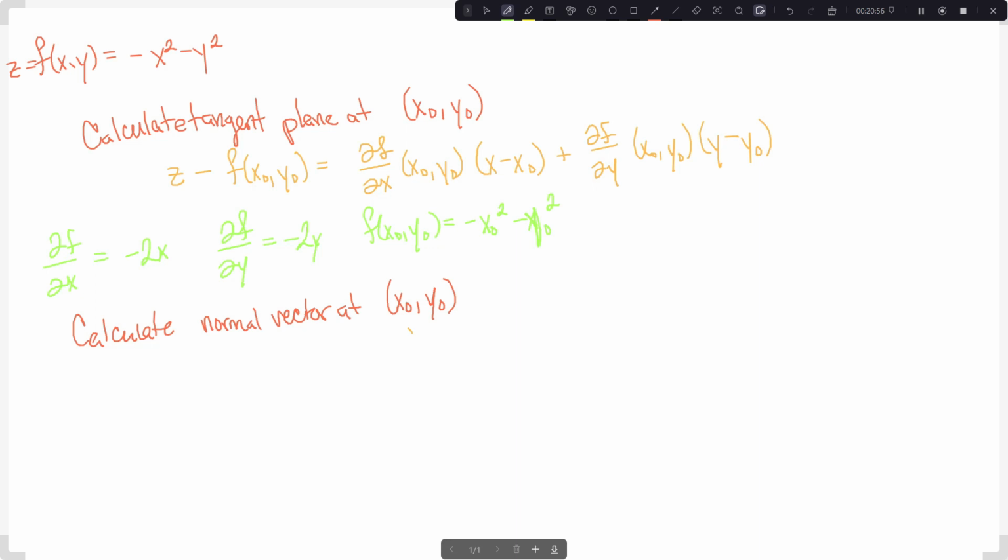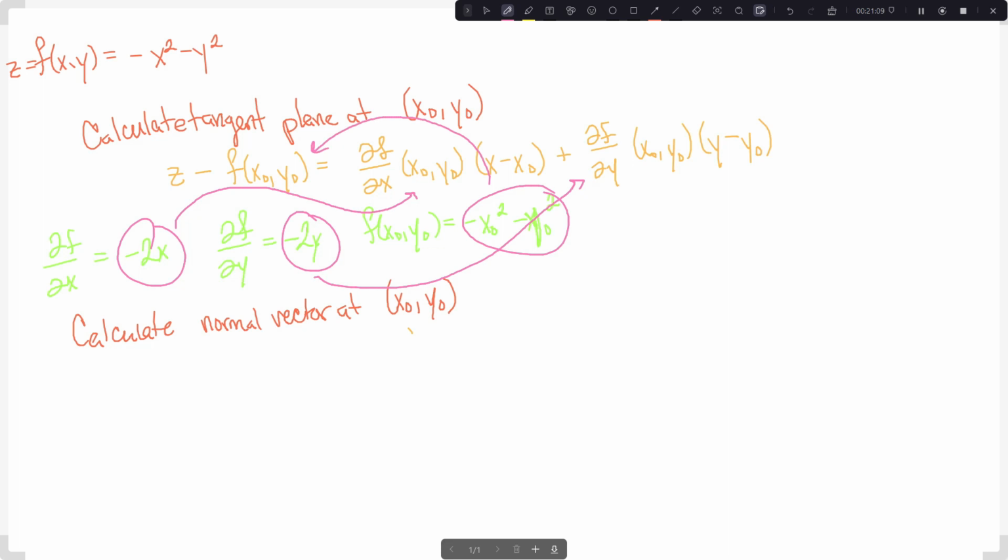And so if I plug each of those into my equation here, negative 2x needs to be evaluated at x naught y naught. Negative 2y also evaluated at x naught y naught. And then I have my function value there. If I write all those out, I get z plus, because the pluses are canceling with the minuses, x naught squared plus y naught squared equals negative 2x naught, x minus x naught, minus 2y naught, y minus y naught.